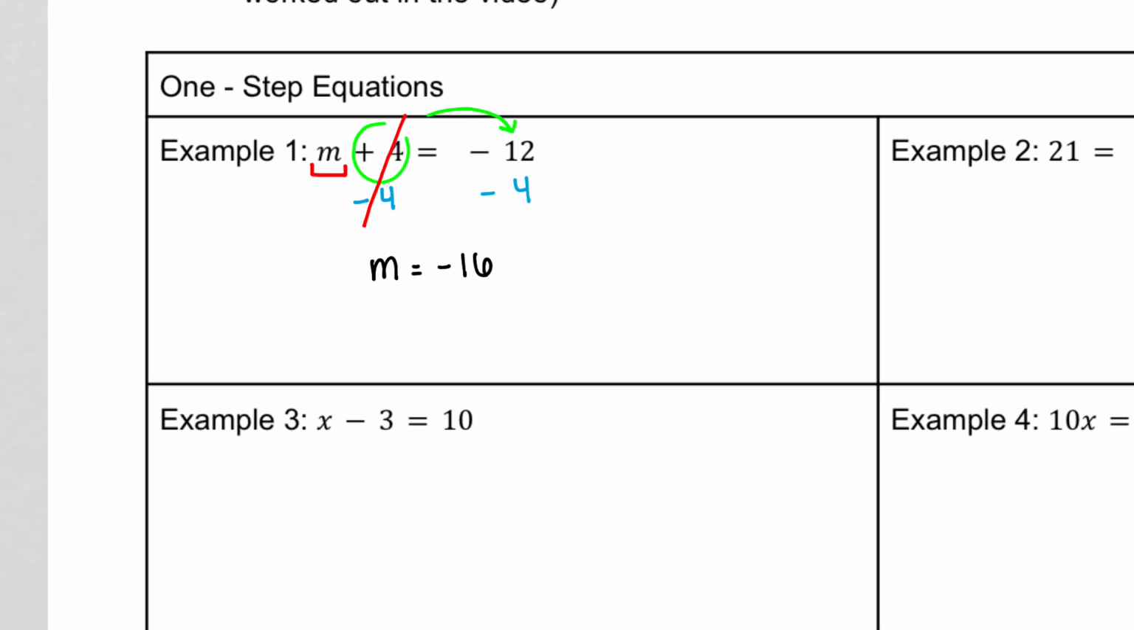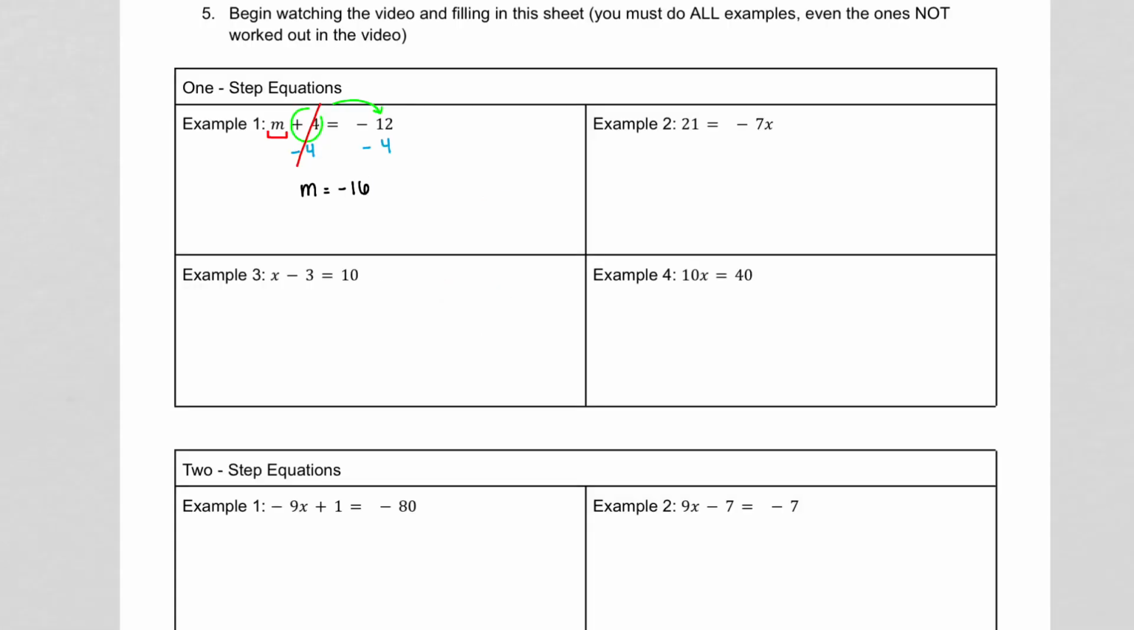Before you decide if you're done, we need to look at what our answer says. This says that m is equal to negative 16, so 1m. Whenever you have the variable by itself equals a number, you're done, you don't have to do anything else. So you are responsible for doing example 2, example 3, and example 4 on your own to get full credit.